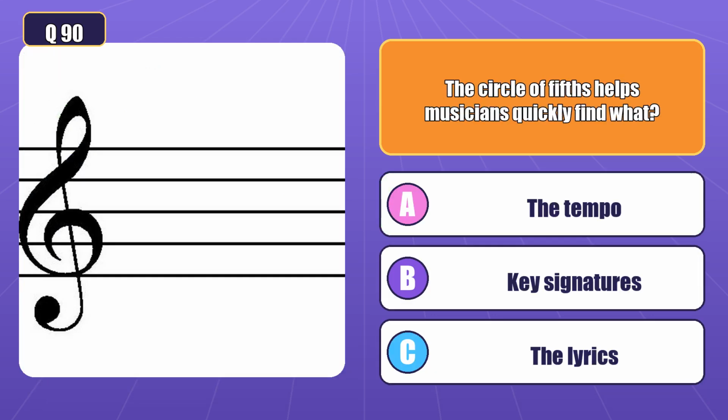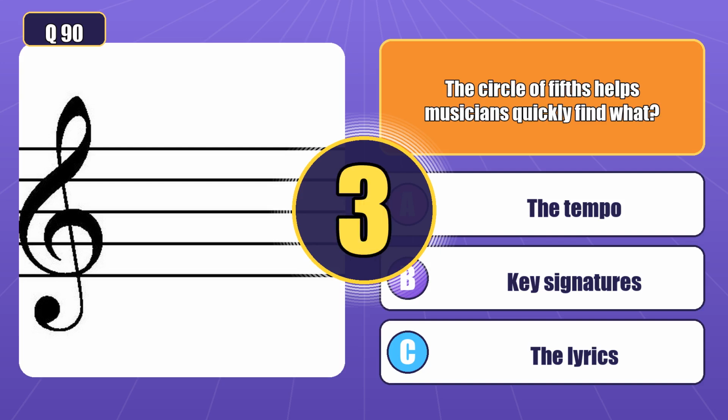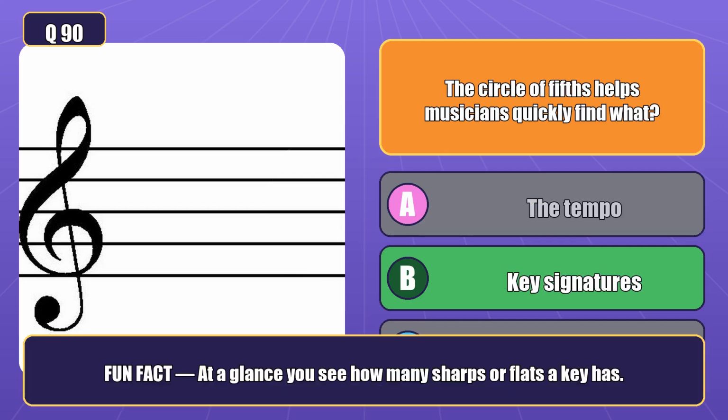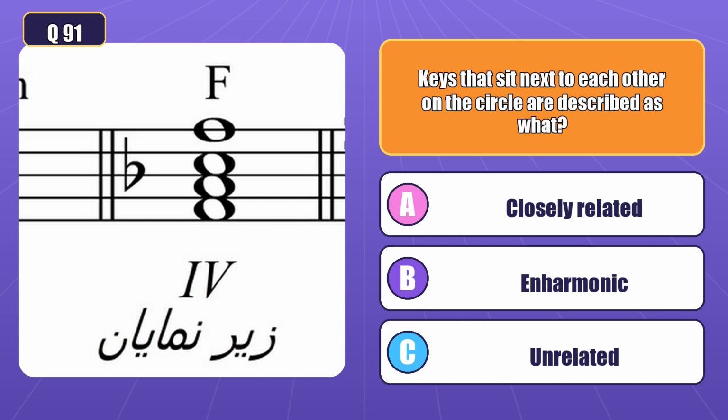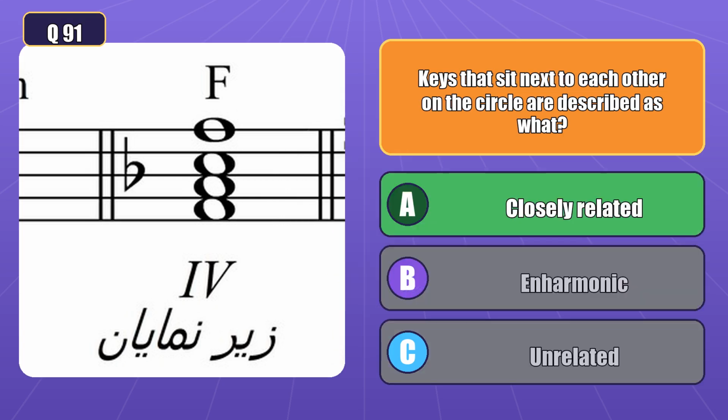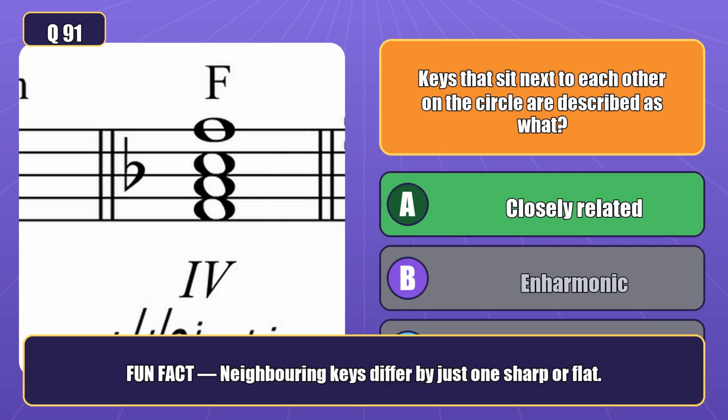Question number 90. The circle of fifths helps musicians quickly find what? The answer is key signatures. Fun fact, at a glance you see how many sharps or flats a key has. Question number 91. Keys that sit next to each other on the circle are described as what? The answer is closely related. Fun fact, neighboring keys differ by just one sharp or flat.